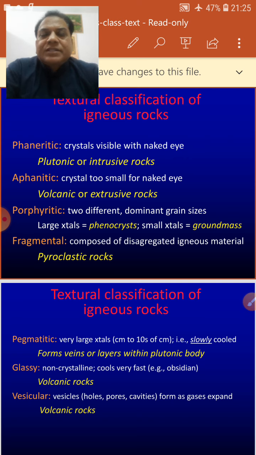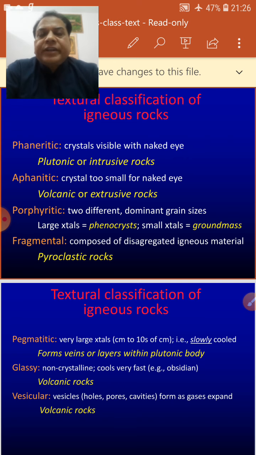The hypabyssal rocks are formed at least at two different sites or at two different depths. First, the large crystals are formed at depth. Later on, this magma along with these crystals is uplifted, and there the remaining liquid crystallizes fine grained. Naturally, in the present day we will see in the rock there are two different grain sizes. So this porphyritic texture is characteristic of your hypabyssal rocks, and the term porphyritic is prefixed before the name of the plutonic or hypabyssal rocks.